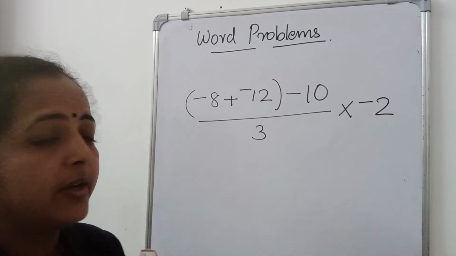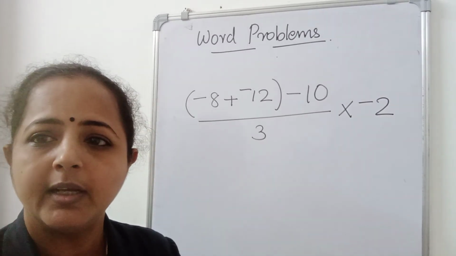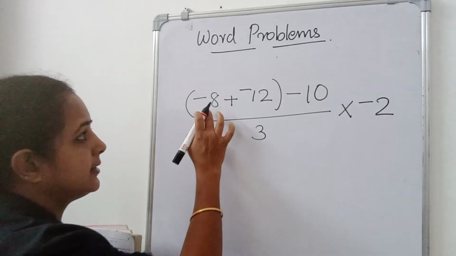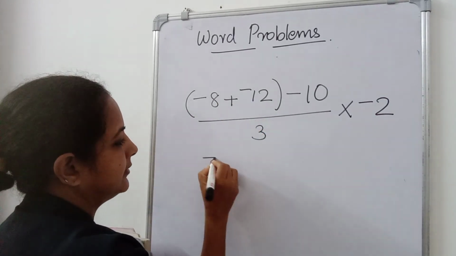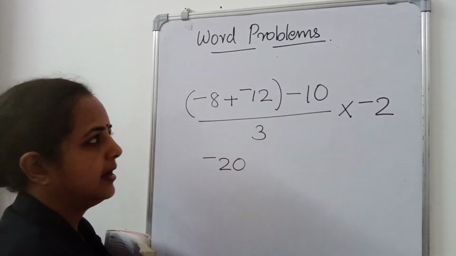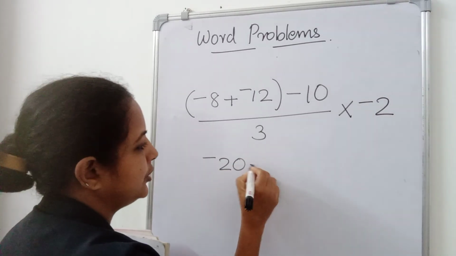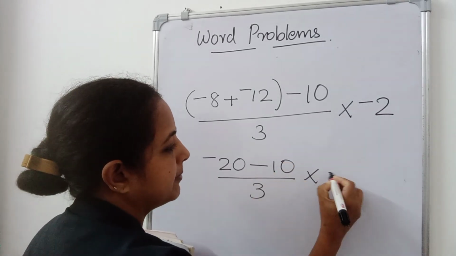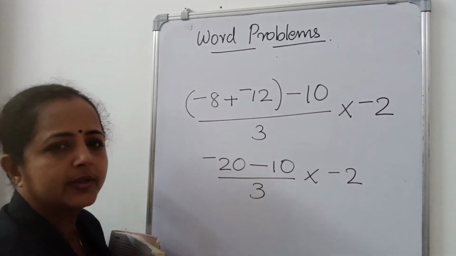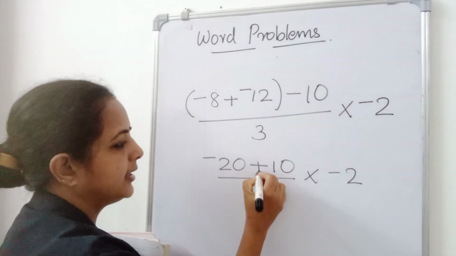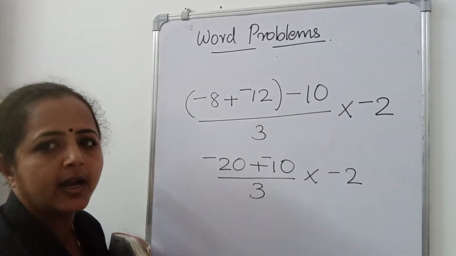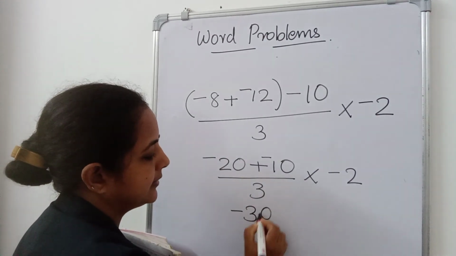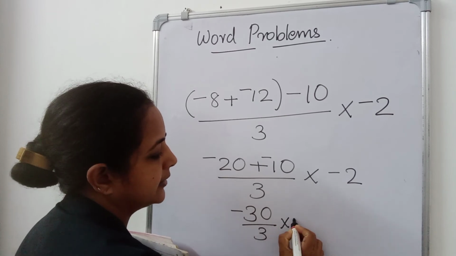Okay. Whenever we are simplifying numbers, you have to follow the BODMAS rule. So here, do the bracket first. Here is the bracket, minus 8 and minus 12. When we add, we get minus 20. Minus 20 minus 10, then divided by 3, then multiplied by minus 2. Subtraction means add it and change the sign of the second number. Minus 30. Minus 30 by 3 into minus 2.